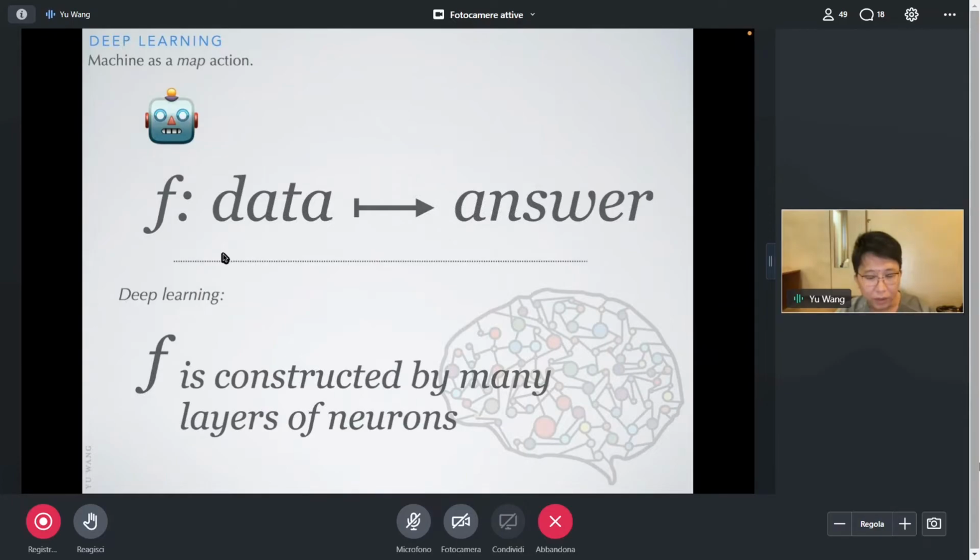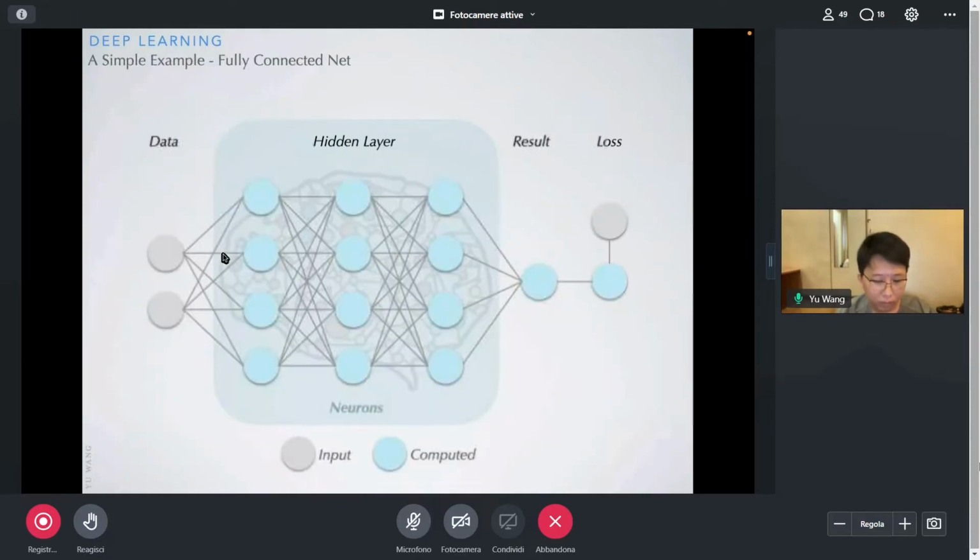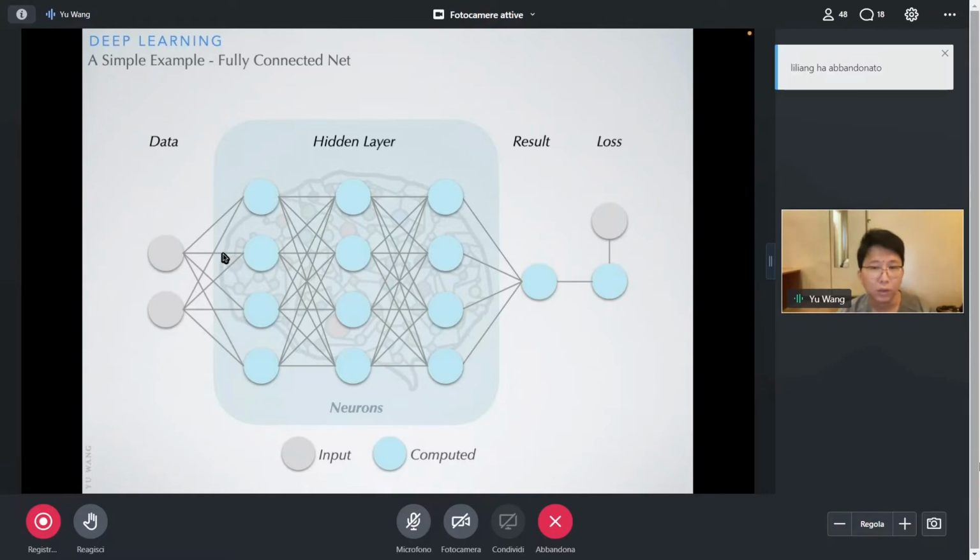And for machine learning, especially deep learning, this map consists of many layers of neurons. So this is an example of a neural network. The two leftmost gray dots represent the input data, which are passed into the middle layers, which has 3 layers. And each layer contains 4 neurons. If we know the correct answer, we can define a loss function to compare the difference between the machine's answer and the ground truth. Here I call it a loss function. And in the first talk by Muhammad, he called it the cost function, they are equal.